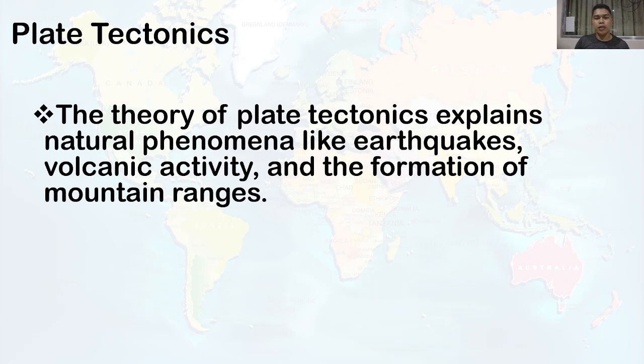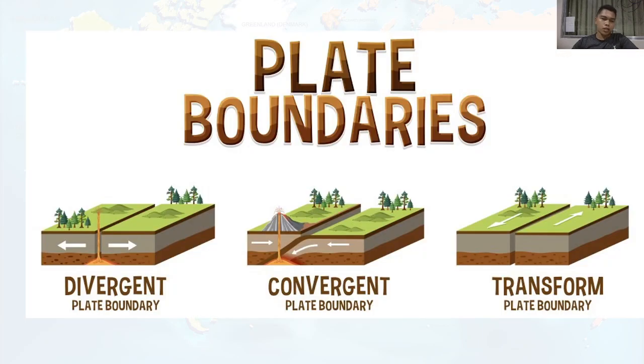The theory of plate tectonics explains natural phenomena like earthquakes, volcanic activity, and the formation of mountain ranges. As we have discussed in the previous slide, earthquakes follow a pattern, and the pattern followed is where faults are located. So earthquakes start here together with volcanic activity. Near the faults is where most of the volcanic activity and mountain ranges are found. Now, we will discuss the plate boundaries.